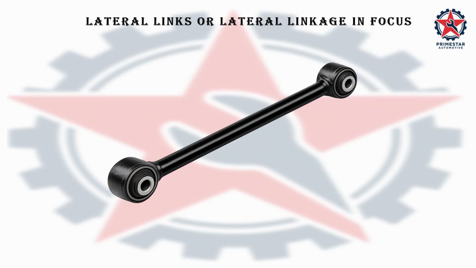This is what a lateral link may look like when it is removed from the vehicle. It is normally a strong metal link with a mounting bush at each end. The exact shape and length will vary between vehicles, but its basic purpose remains the same: to locate and control the wheel laterally.